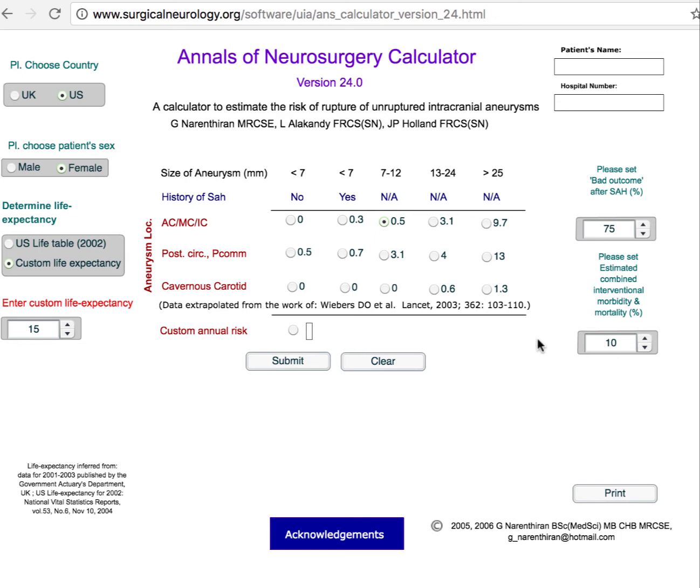The next one is to decide, if you intervene either surgically or endovascularly, what you think is the risk of serious adverse outcome. That might be death or long-term serious morbidity. Here you can once again dial it up or down. Some people would say the risk of serious morbidity is 5%, some would say it's 15%. You can dial it up or down, and let's say we'll leave it at 10.